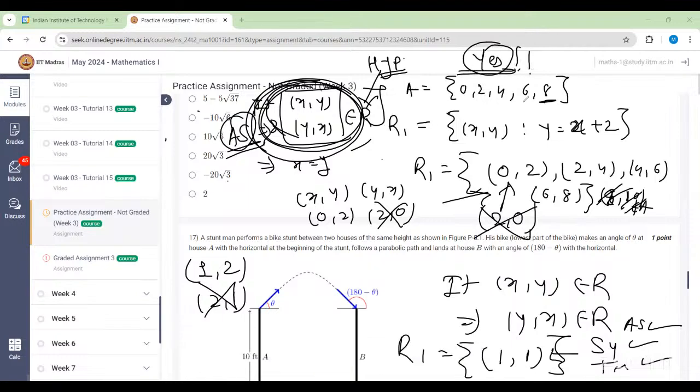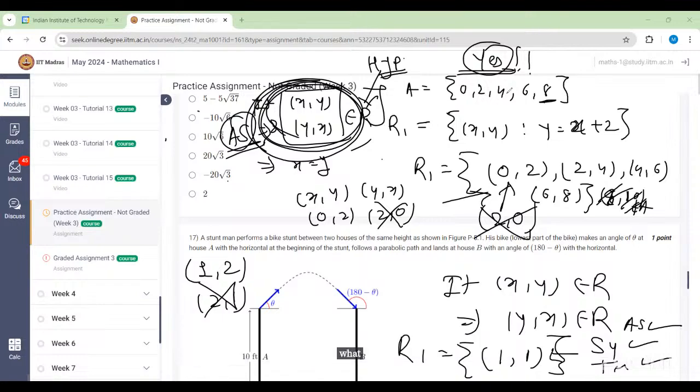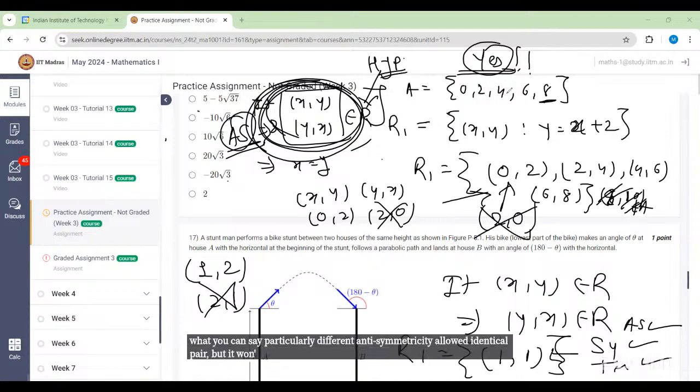Okay. So are you convinced? This antisymmetric is the opposite of symmetry. Symmetric means there should not be a symmetric pair, except the identical pair. So what is asymmetric then? Is it not the opposite of symmetry? Asymmetric and antisymmetric are different. Antisymmetry allows the identical pair, but it won't allow the symmetric conjugate of that particular pair.